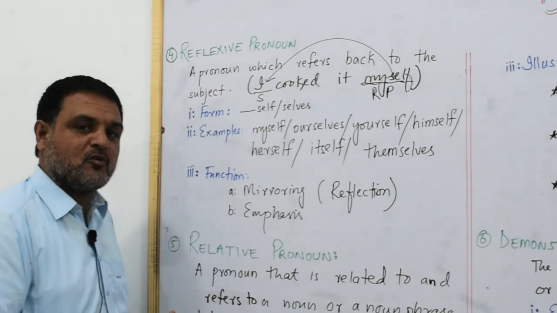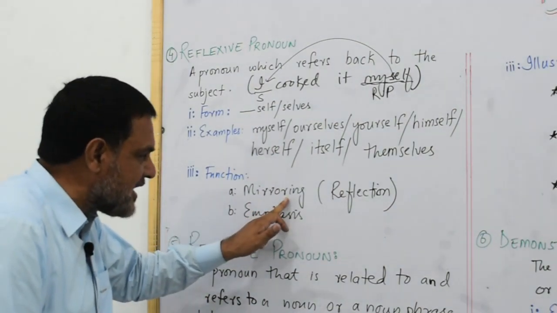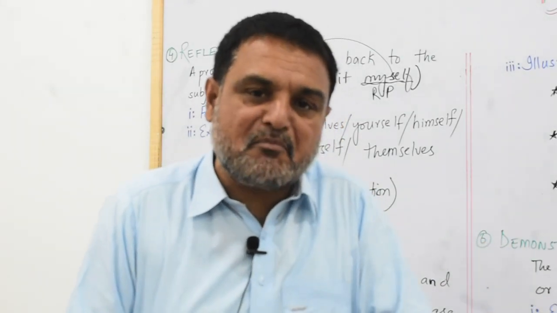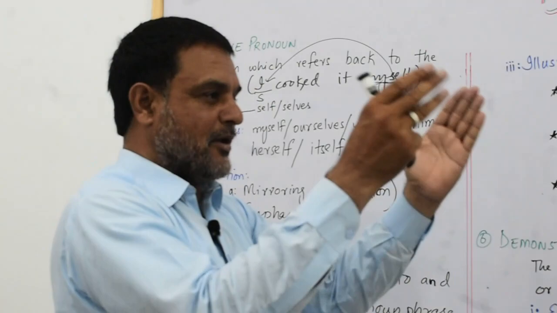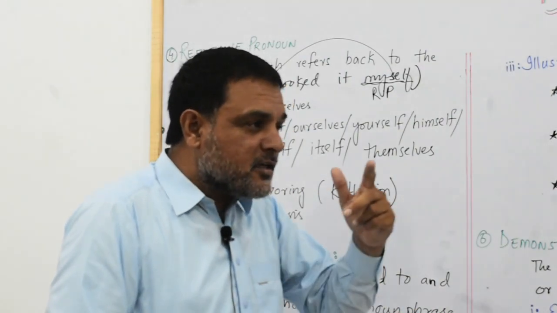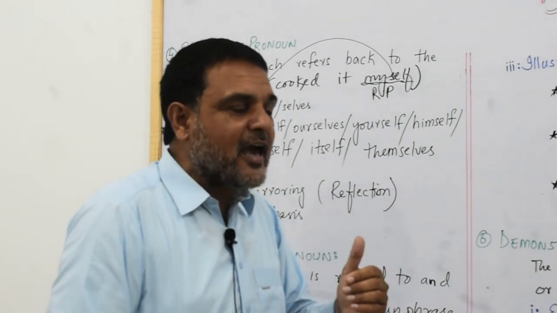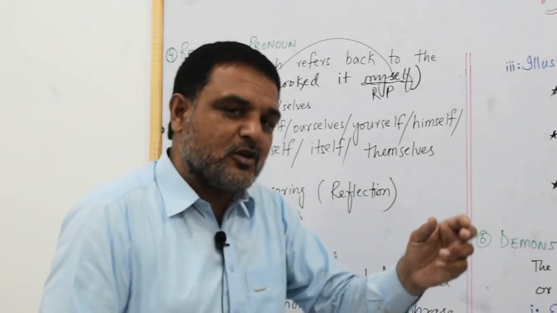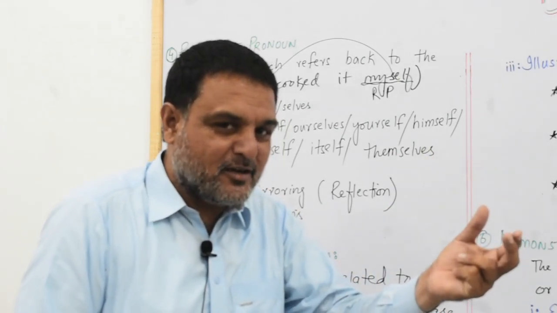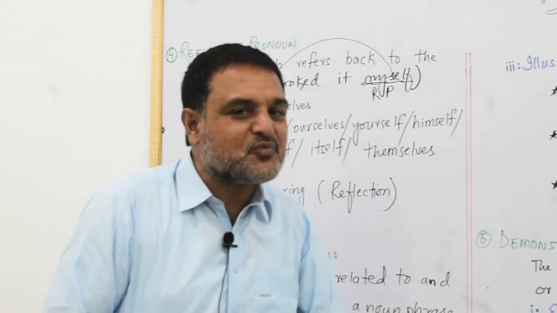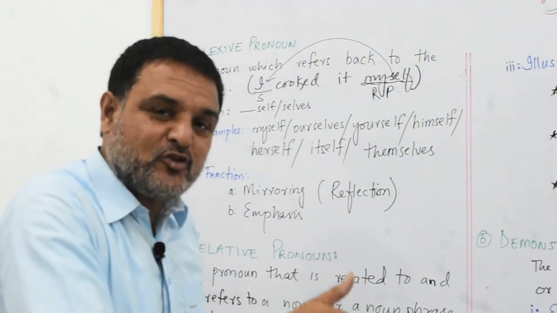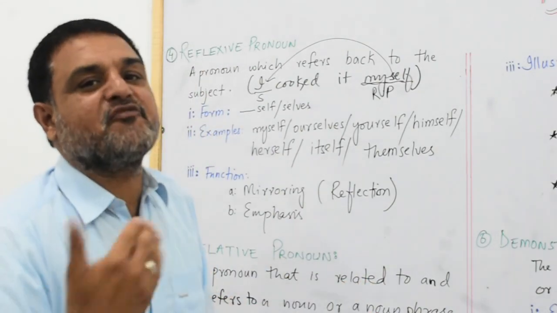What are the functions of reflexive pronoun? An extra point: mirroring. What does it mean? You know what a mirror is. And reflection. You know, reflection means aks, mirror means aina. When you look in the mirror, for example, if you're standing straight in front of a mirror and you see your own image in the mirror, you can say, I see myself in the mirror, or I am looking at myself in the mirror. So it means that myself is the mirror image, the reflection of the subject I. That's why these personal pronouns are called reflexive, because they are mirror images. They are actually reflections of the subject. That's why they are called reflexive pronouns.